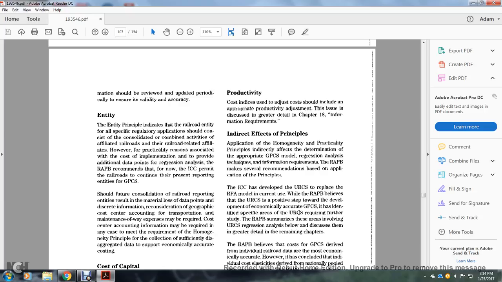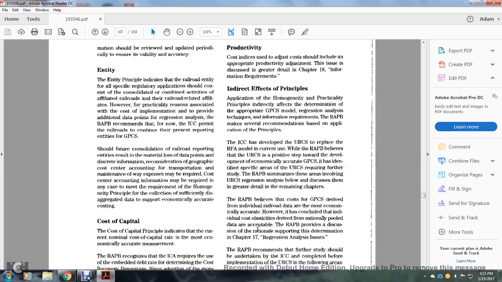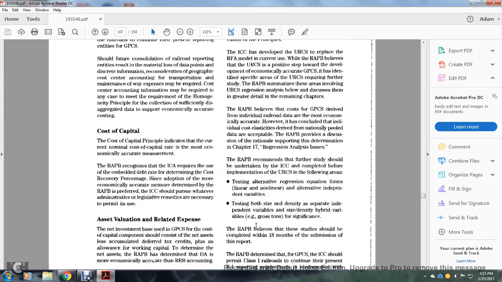Specific areas of the Uniform Railroad Costing System require study by the Railroad Accounting Principles Board. Some of these areas involving the Uniform Railroad Costing System regression analysis are discussed in greater detail in the remaining chapters. The Railroad Accounting Principles Board believed that the cost of the general purpose costing system derived from individual railroad data would be the most economically accurate. However, they concluded that individual cost elasticities derived from national pooled data were acceptable.